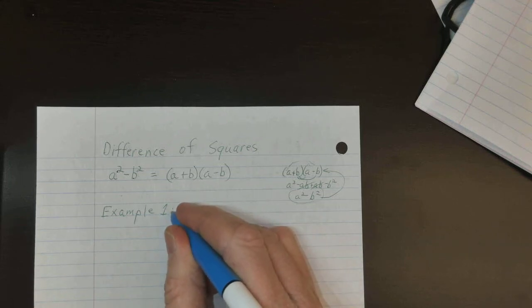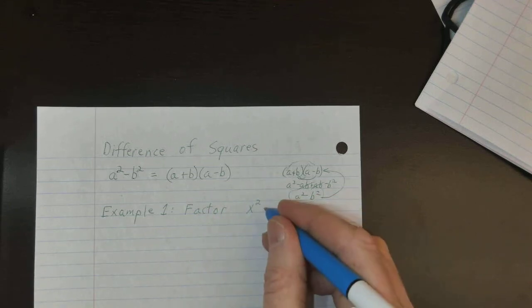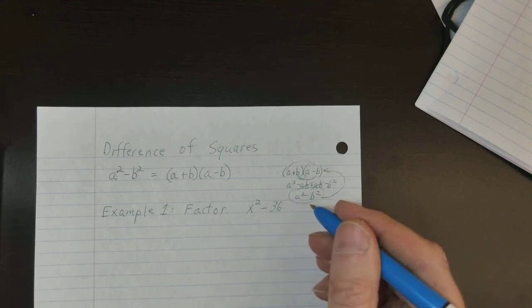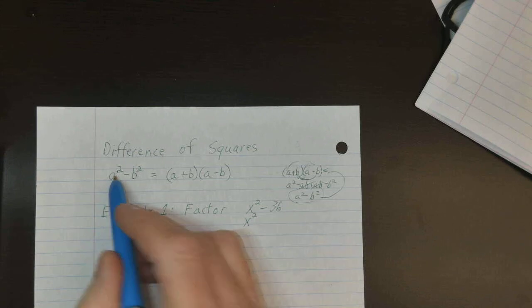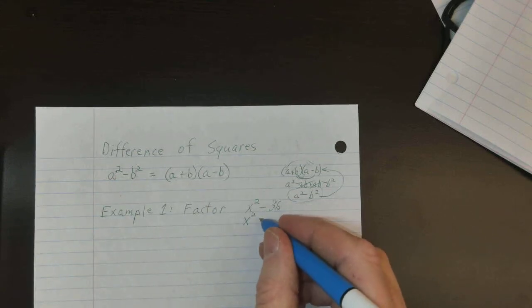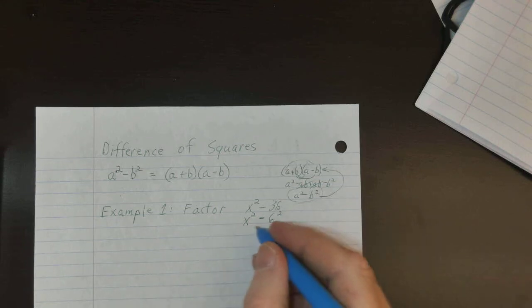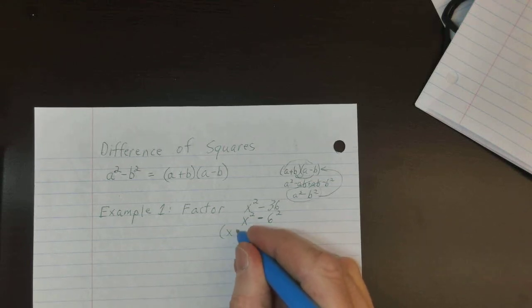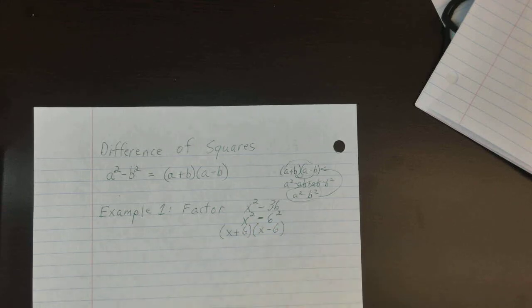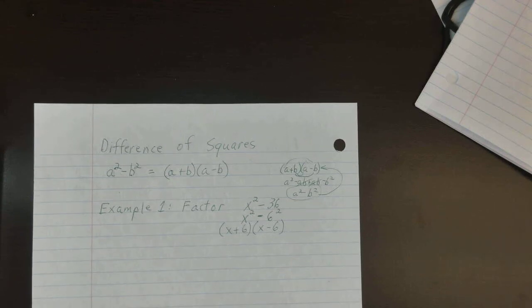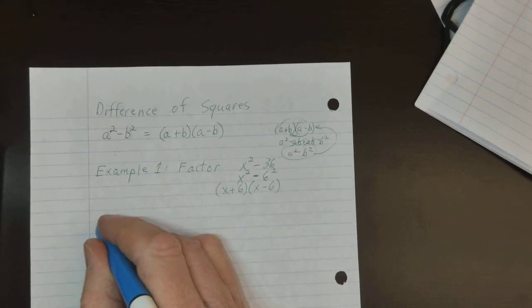Okay, let's factor x squared minus 36. Well, that is x squared, if I think of it, minus, and if I think of it in terms of a square, 6 times 6 is 36. So x squared minus 6 squared. So that is x plus 6 times x minus 6, if I follow that pattern. Okay. Do another example.